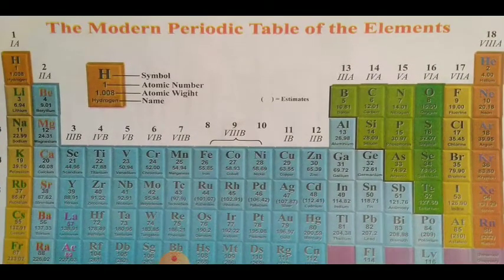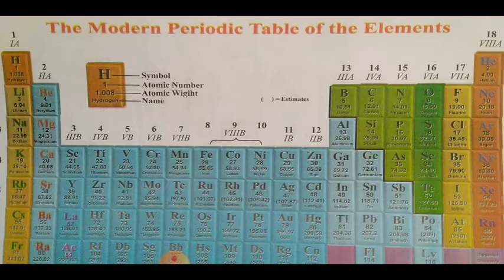The modern periodic table is prepared on the basis of the electronic configuration of the elements. That's why in each group the valence shell configuration is the same for all elements in a group. For the elements in group 1, the valence shell configuration is ns1.